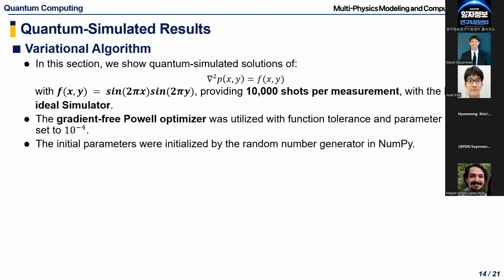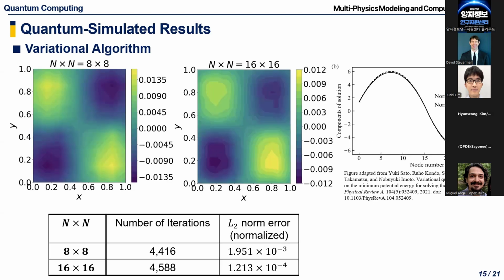And in this section, we display the quantum simulator results with the ideal simulator of IonQ, setting the source function to the two-dimensional sine function, and the gradient-free Powell optimizer was used with the function tolerance and parameter tolerance set to 10 to the minus 4. And the initial parameters were initialized with the random number generator in NumPy. So the two-dimensional results here in the variational algorithm are our results for n equals 8 and 16. And the figure on the right is adopted from Sato 2016, the one-dimensional result from the original paper.